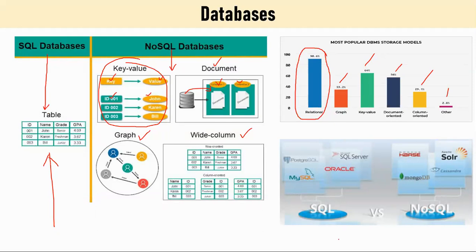This is how popular these DBMS storage models are. I have here the examples for SQL: MySQL, PostgreSQL, SQL Server, and Oracle. For the NoSQL databases, you have HBase, MongoDB, Solr, and Cassandra. So this is the difference between the databases, DBMS, and the classification of the data: structured, unstructured, semi-structured, and you have relational databases and non-relational databases. You can also call it SQL databases versus NoSQL databases. Okay, any questions anyone has?